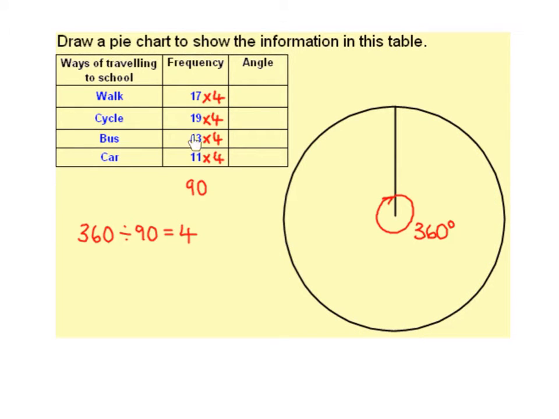So the first thing we're going to do is add up the frequencies. 17 plus 19 plus 43 plus 11 is 90. So the total number of frequencies is 90. Now, in our pie chart we have a circle, and a full circle adds up to 360 degrees. So we do 360 degrees divided by 90, because that was the total number of frequencies, and that gives us 4. Then we multiply each of the frequencies by 4 to get the angle. So 17 by 4, 19 by 4, 43 by 4, and 11 by 4. We get our angles, and then we draw them into our pie chart.